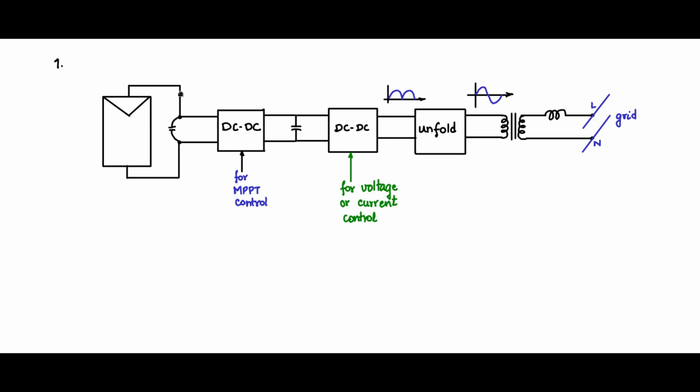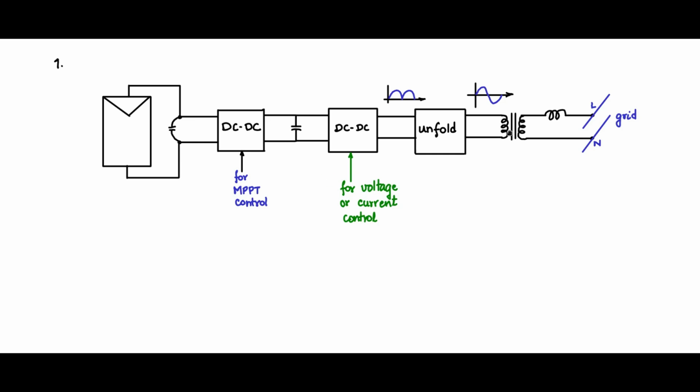We are quite familiar with this portion of the circuit. We know how to interface the PV module with the DC-DC converter for MPPT control. Let me discuss this portion of the circuit. Now let me put down a typical circuit for this portion.